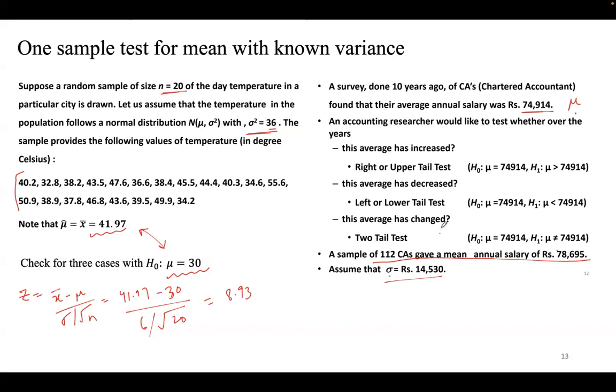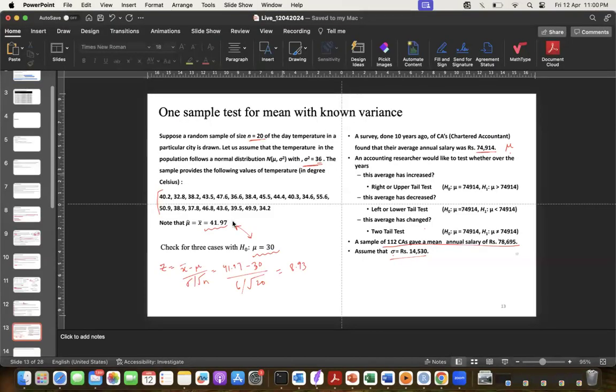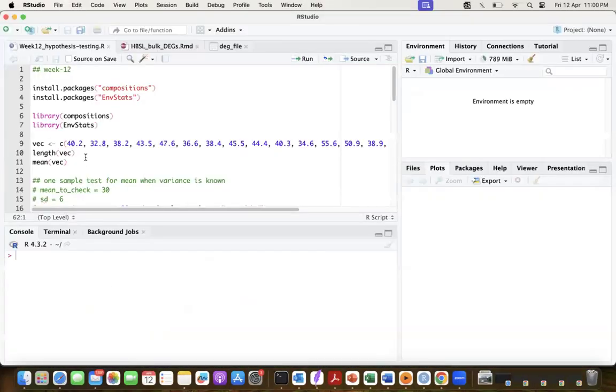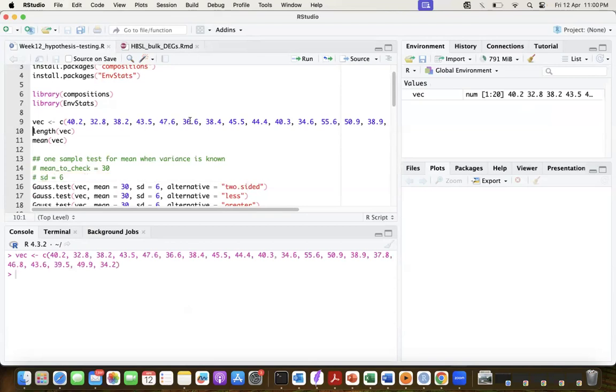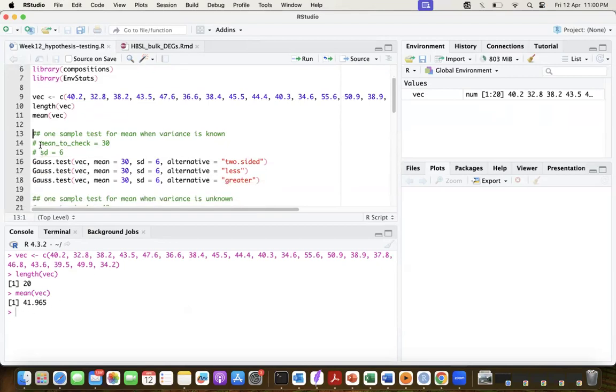Before we do that, I think for the first question, we can also solve this in R, by the way. So this is the vector that we just took a look at, right? We had these 20 numbers here. It's exactly the same thing that we have seen, and the mean of this one is 4.97. Now we want to check whether the mean is equal to 30 or not, and the standard deviation that's given to us, the variance is 36, so standard deviation is 6. This is what we've been given.